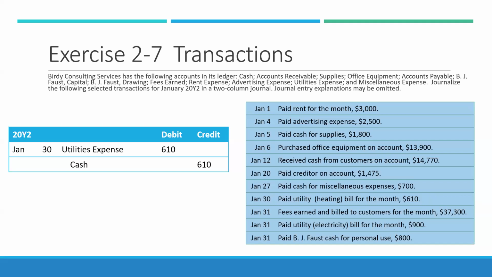Utilities expense would go up, so that's a debit, and then cash going down is a credit. And then for fees earned and billed for the month, billed to customers, that's the key word in this question. Fees earned and billed to customers. There's no mention of the customers paying for these services. So the customers have not paid. You can assume that. And then it would be an accounts receivable transaction. And that would go up. That would be the debit. And then the fees earned revenue, that would be the credit.